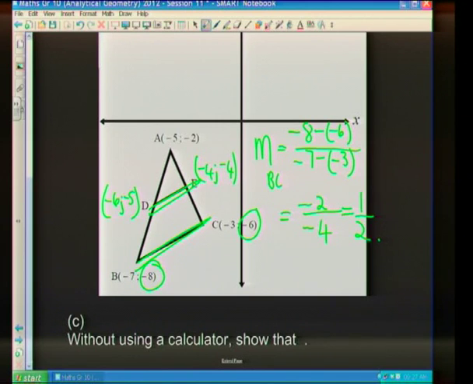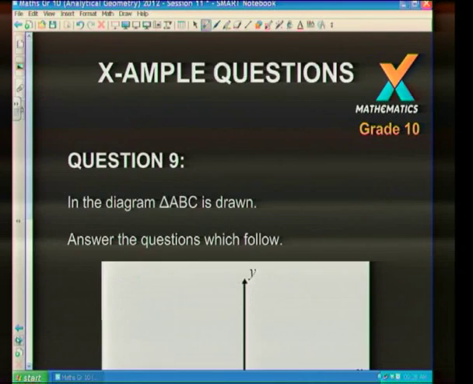Right, so let's calculate the gradient of DE. That is going to be minus 4 minus 5 and minus 4 minus 6. And what do you know? I get 1 over 2. You would obviously write that the gradient of BC is equal to the gradient of DE, so therefore the lines are parallel. So we've done that.